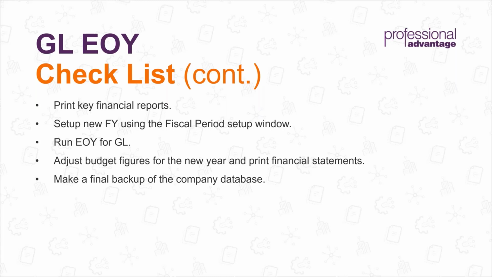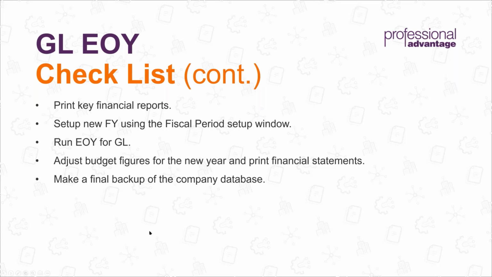If you haven't done so by now, that needs to be set up through the financial period setup window. And then it's basically just run the year-end process. If it's applicable, we just need to adjust the budget figures for the new year and print financial statements. For those of you that use GP budgets, you need to do this. The last thing we need to do is get ready for the year-end process by making a company database backup.